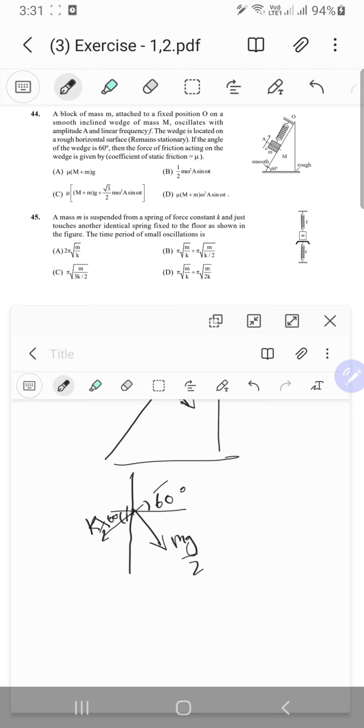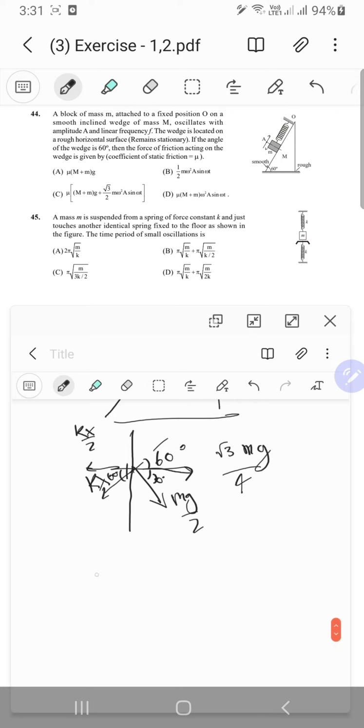So this horizontal direction is gonna be kx upon 2, and in this direction, what's the force? Well, it will be because of this thing. So it's 30 degree, right? So cosine 30 degrees, that's gonna be square root 3 by 2. So it's gonna be square root 3 mg upon 4 in this direction. So the net thing is just square root 3 of mg upon 4 minus kx by 2.